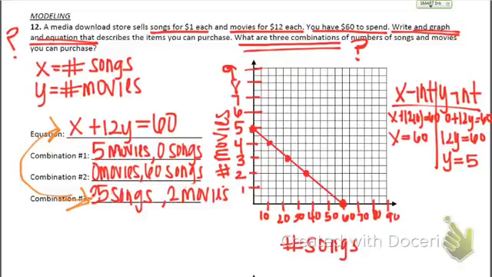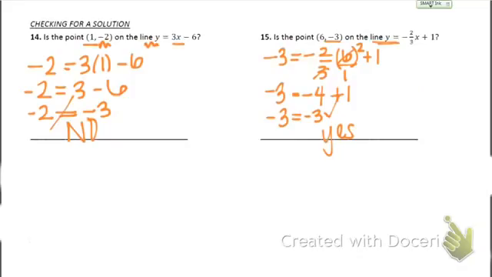So there is a part where I ask you what is a possible combination of songs and movies, let's say, that could be a solution. So you want to make sure that you use the graph, but you also plug it in, because graphing is probably the least reliable way of checking answers, because there's a little bit of room for error if you draw your line a little bit wrong, okay? But that's standard form. So you can always check by plugging everything back in.